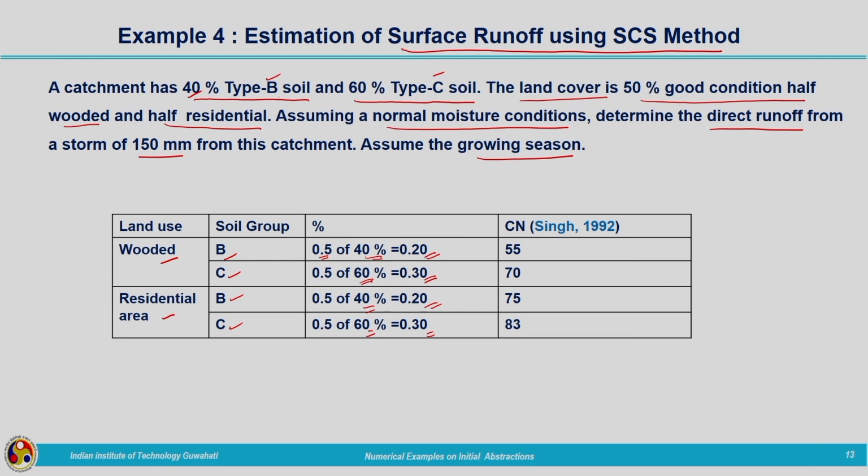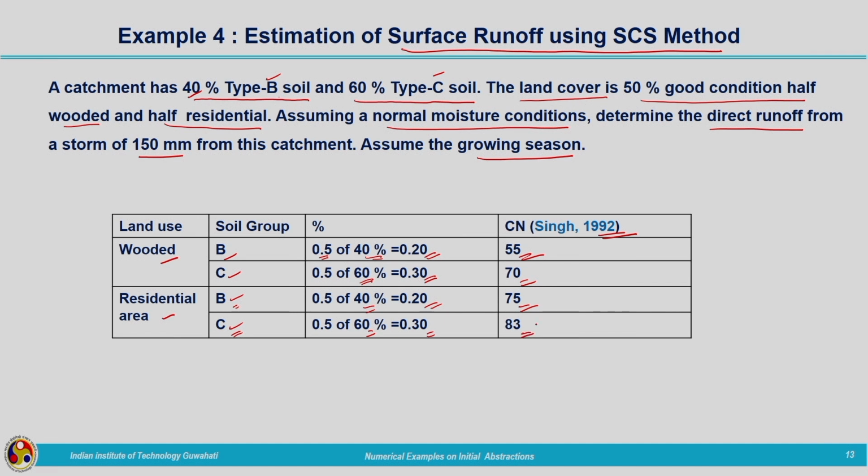Now, we can compute the curve number corresponding to wooded area. The curve numbers I have taken from the Singh 1992 textbook. For wooded area, type B soil it is 55, wooded area type C soil it is 70, and for residential area, soil group B it is 75 and soil group C it is 83.